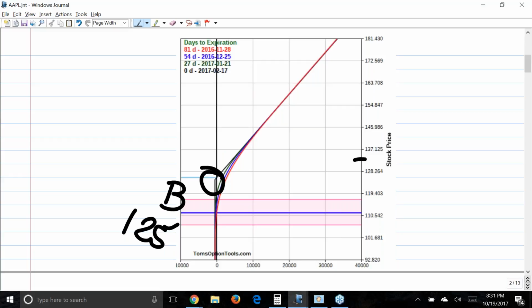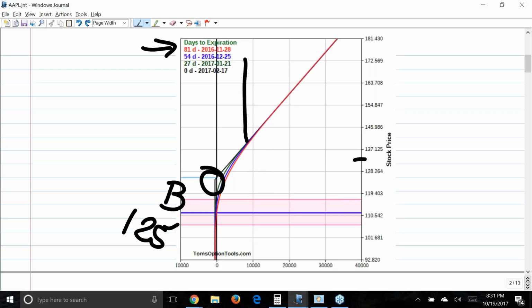If I pick 135 as an area where I don't believe the stock is necessarily going to go much past in the time frame of the 81 days that I'm looking at, I can go in and at that point create another relationship by selling one option against it. So I can sell one, and then we can create what's basically a bull call spread.